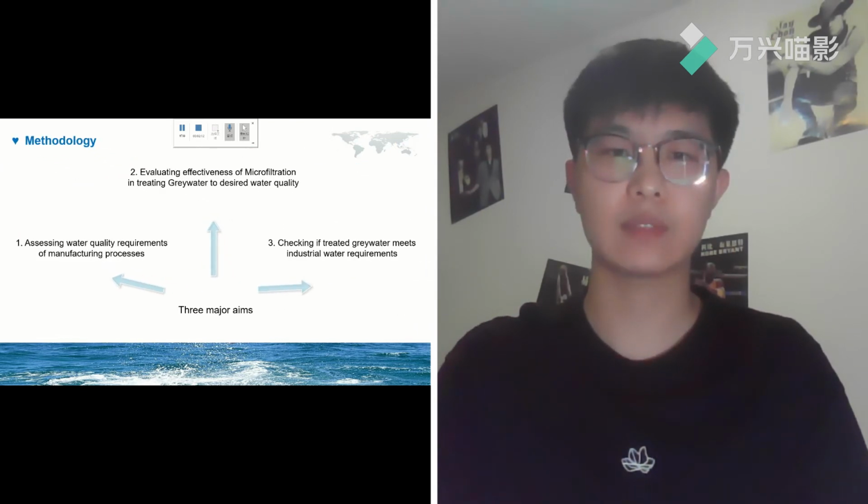The next part is methodology. First, there are three major aims that our study intends to serve: assessing water quality requirements of manufacturing processes, evaluating the effectiveness of microfiltration in treating grey water to the desired water quality, and checking if treated grey water meets industry water requirements.